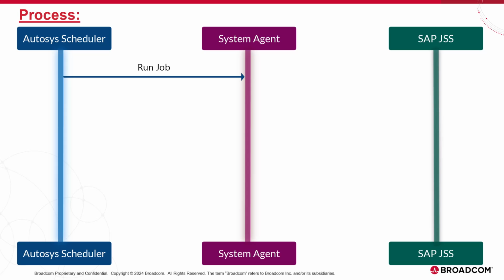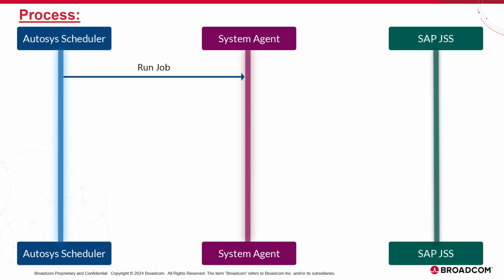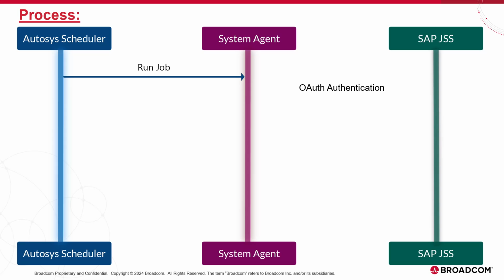Authentication is then initiated, with the system agent posting either basic authentication or OAuth authentication, depending on the specifications provided in the authentication J2EE properties. In this video we are using OAuth authentication, which uses a combination of a client ID and a client secret. AutoSys allows connections via proxy, providing additional flexibility and security in accessing SAP JSS resources.